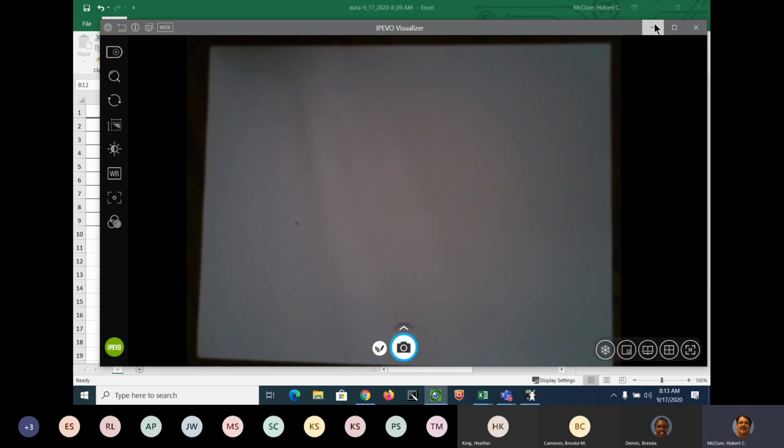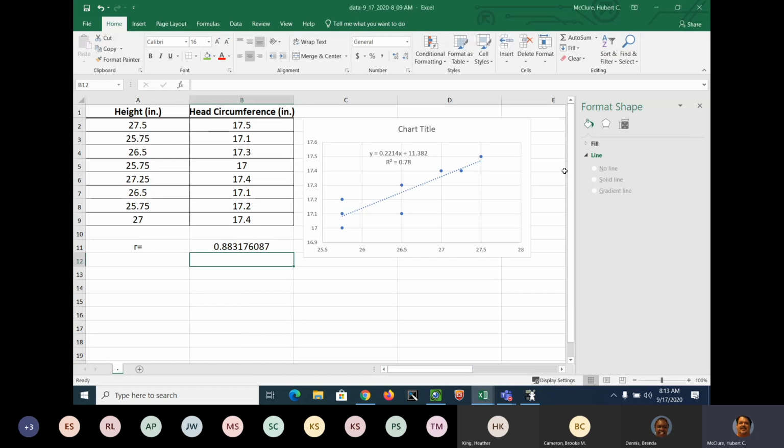All right. So tell me what y'all got. Did y'all get these numbers? Did you get 0.8832? I'm going to write all this stuff down. Y is equal to 0.2214x plus 11.382. And R is equal to 0.88.